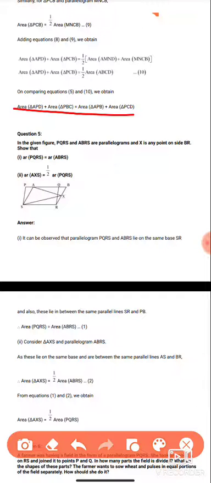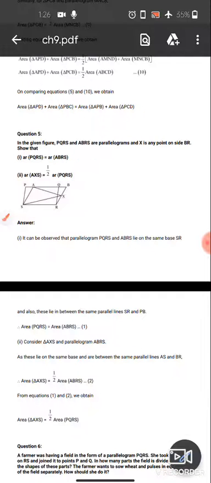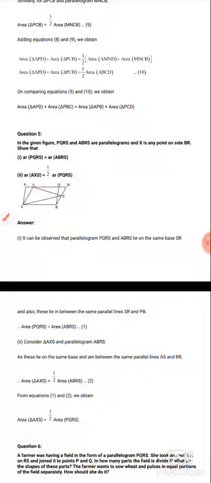Now come to question number 5. Question number 5 is, in the given figure PQRS and ABRS are parallelograms and X is any point on side BR, show that these two are equal. Okay, so this is the same way you have to work, in the same way as we had done in question number 4. So it can be observed that the parallelograms PQRS and ABRS lie on the same base SR and also lie in between the same parallel lines SR and PB. So the areas will be equal.